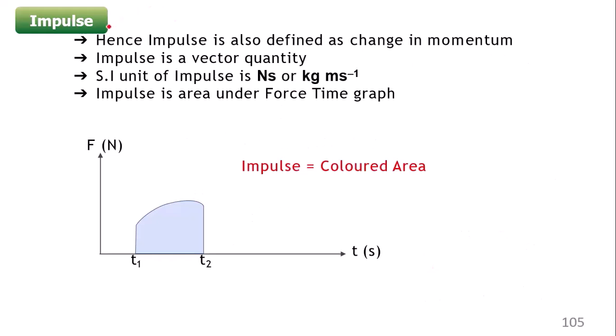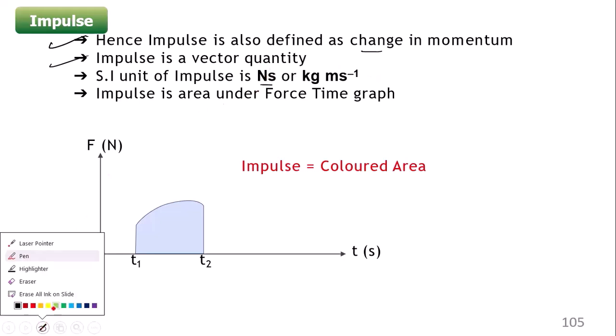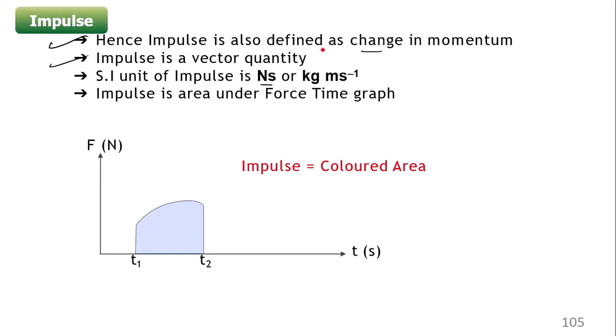Impulse is also defined as the change in momentum. It is a vector quantity and has the same unit as force into time, or momentum. Newton second is the unit for force into time, or it can also have the unit of momentum, kg meter per second.